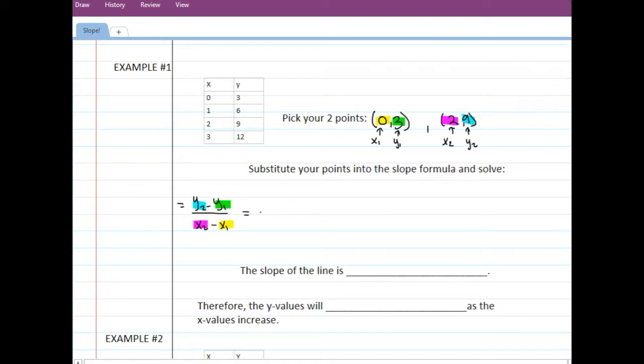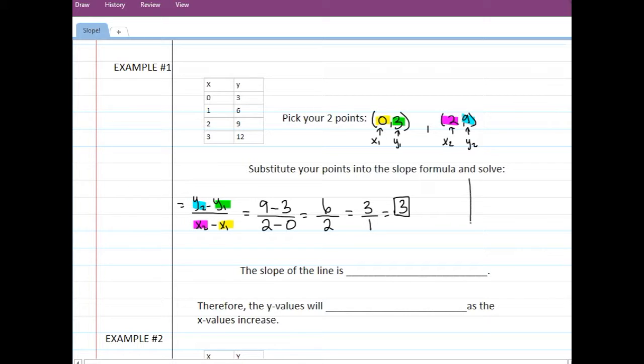So let's substitute our numbers in. y2 is going to be 9 minus y1, which is 3, over x2, which is 2, minus x1, which is 0. So in the numerator, we have 9 minus 3, which equals 6, over, in the denominator, we have 2 minus 0, which is 2. This reduces down to 3 over 1, which is 3. So our slope is 3.